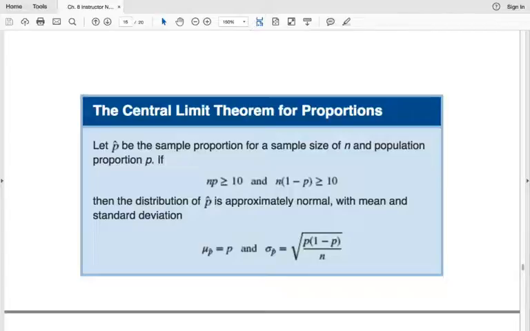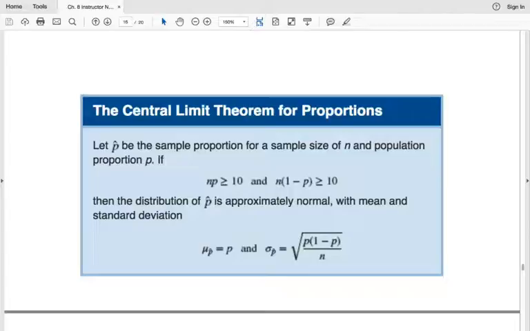Well, we don't have any fact like that for proportions, but it turns out that just like we had the central limit theorem, remember the Penny Lab, for means and for samples, there's also a central limit theorem for proportions. And it's stated right here.